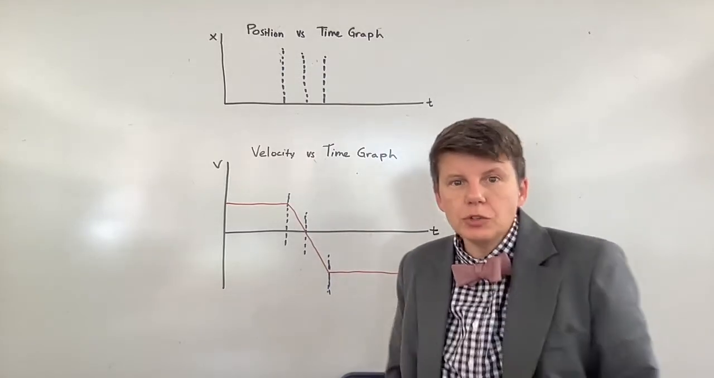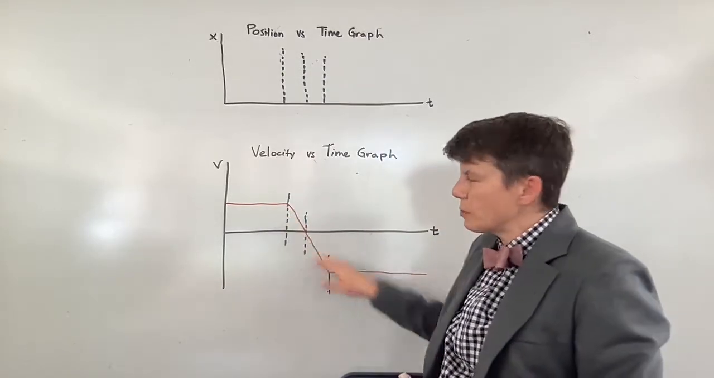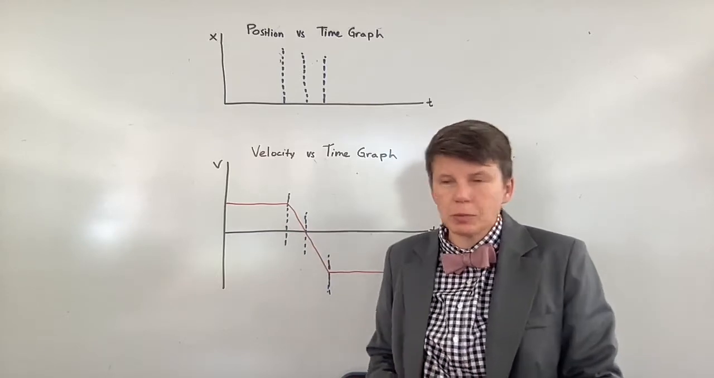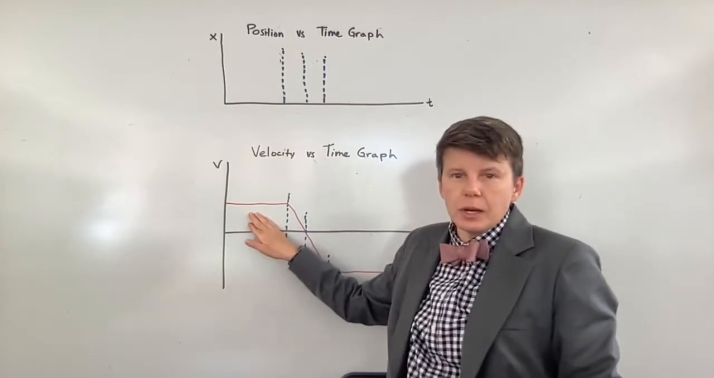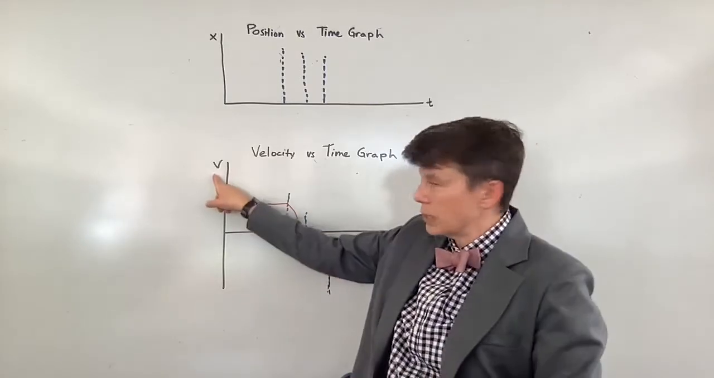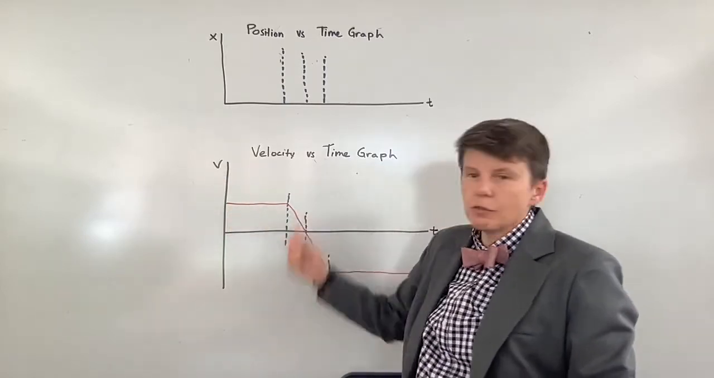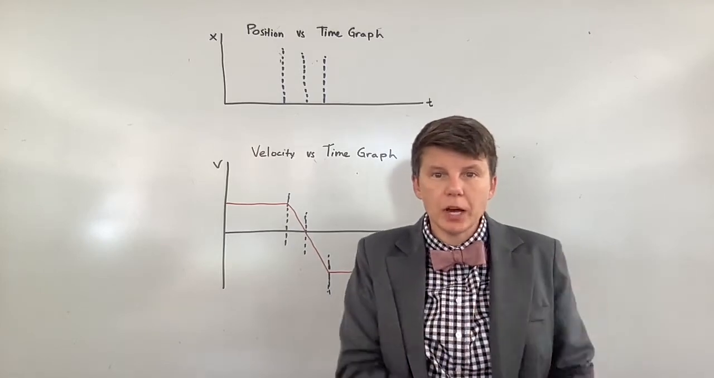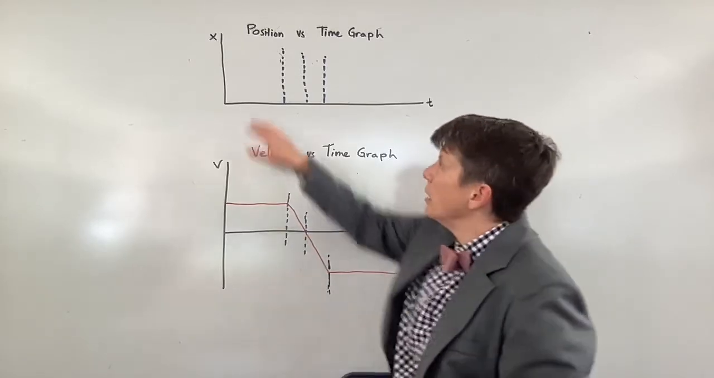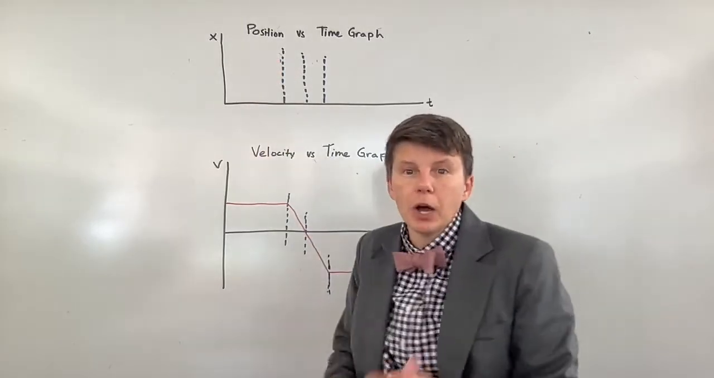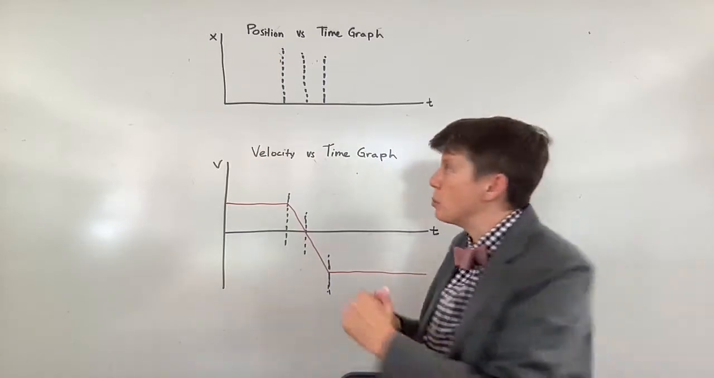Second thing I recommend you do is break these segments down into verbal descriptions. Begin here. This is an object that has a positive velocity that remains constant for some time. When a velocity is positive and constant, I need to show that here with a line with a positive and constant slope.